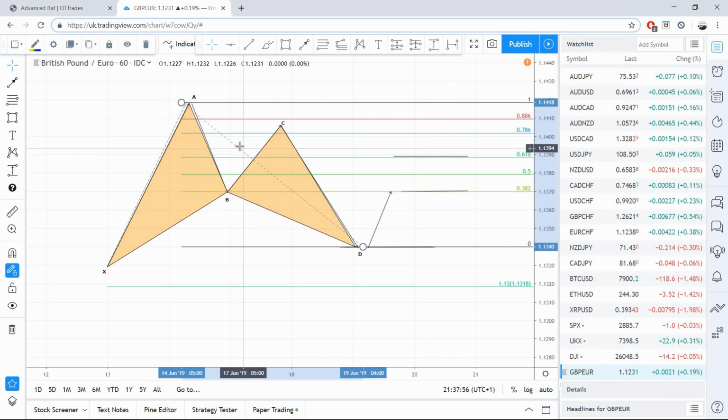It's better you testing that yourself and figuring out which works best for you. Again, it's better you testing it on all the different pairs, because no two pairs are the same. They all act differently, all got their own personalities, so test them on each different pair and different time frames as well. Each pattern and strategy should not be copied and pasted onto different time frames and different pairs. They'll all act differently, so it's important to test that. So again, that's the bat pattern.